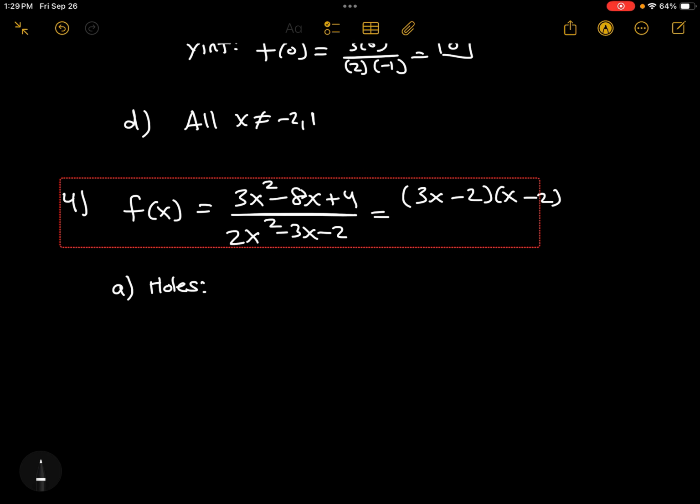Over here, my denominator, I'm going to write 2x times x, because 2x times x will give you 2x squared. And then I could use 1 and 2 or 2 and 1. Because the middle term right here is a -3, I'm going to use 1 and 2. And I'm going to write minus and then plus. Okay, so notice this time we have x minus 2 as a common factor here in the numerator and denominator. And what happens is you cancel that out.